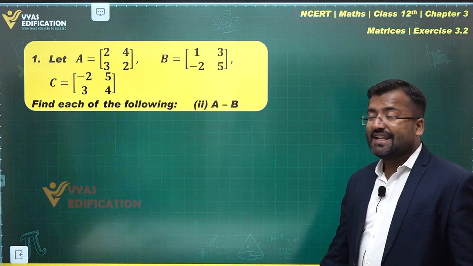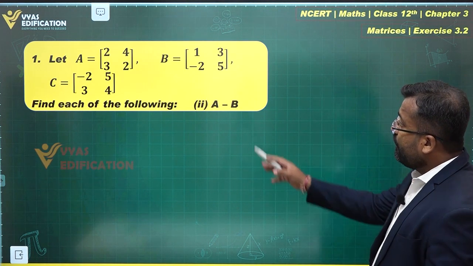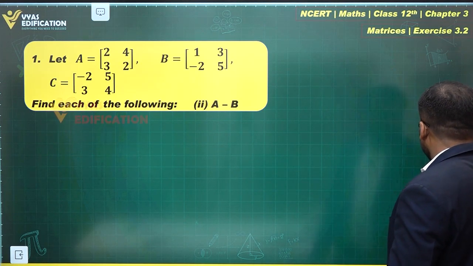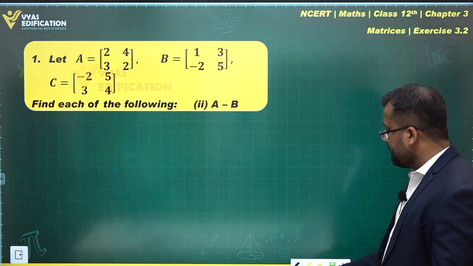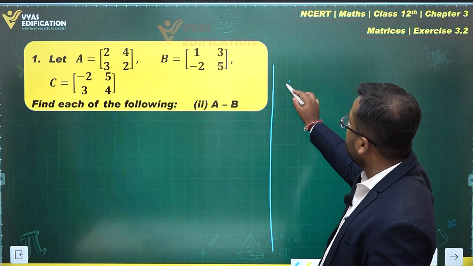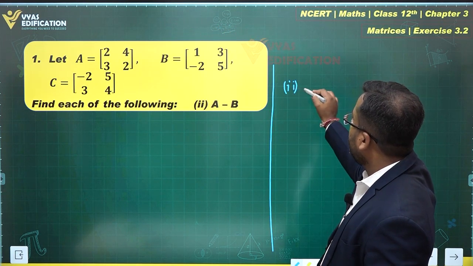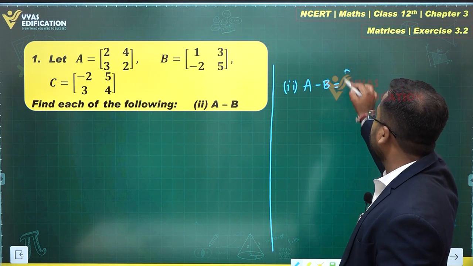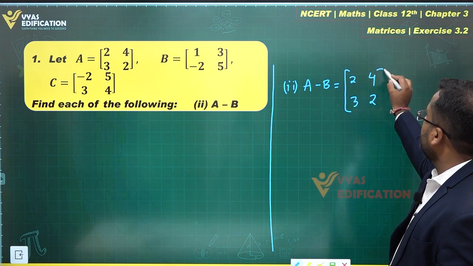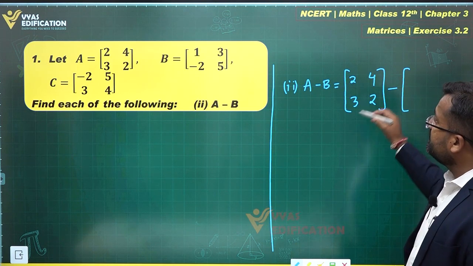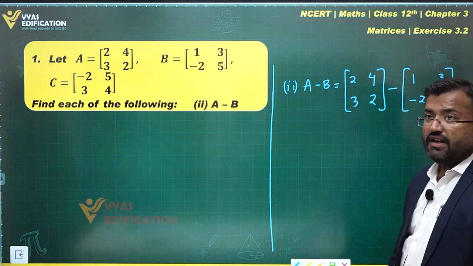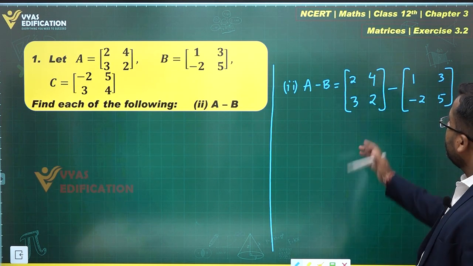For the same question, let us take a look at part 2. Find A minus B. Now, how do we find A minus B? The process is similar to finding A plus B. First of all, the order should be the same, and we know that the orders are the same here. A minus B, let's write the two matrices first. A is 2, 4, 3, 2 and B is 1, 3, minus 2, 5. These are the two matrices.